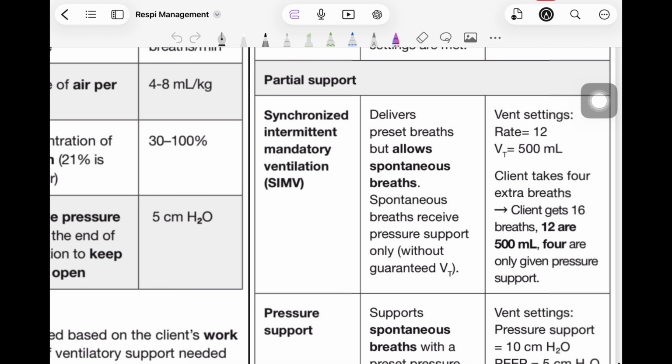Now, ang tanong, ilang breaths ang makaka-receive ng 500 ml? Only the mandatory breaths, which is 12. 12 mandatory breaths lang ang makaka-receive ng 500 ml each. The 4 spontaneous breaths will only receive pressure support without guaranteed tidal volume. I hope na gets nyo yun, guys.